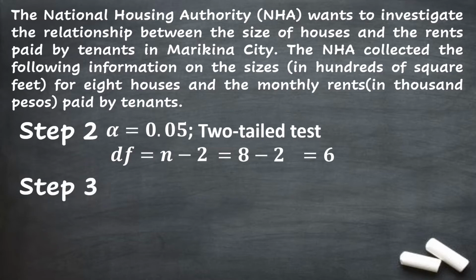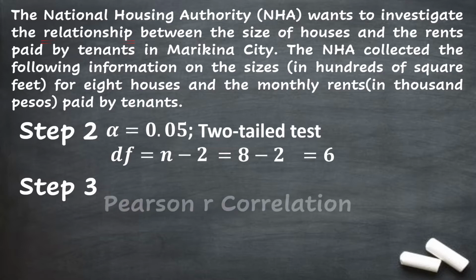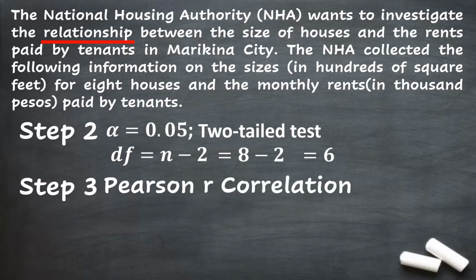Step 3, identify the statistical test that you're going to use for this word problem. For the statistical test, it is Pearson R correlation because as you can see po in the given word problem, we are looking for the relationship between the two given variables. If we are looking for the relationship of two variables, then automatically the statistical test that we should use is Pearson R correlation.